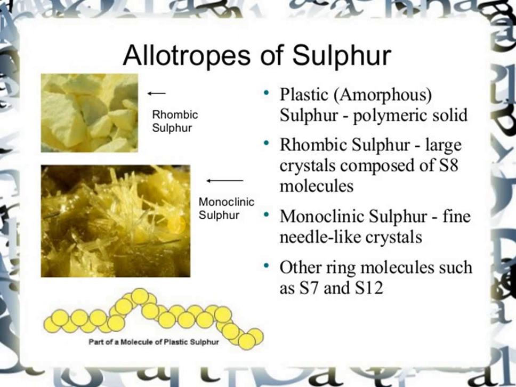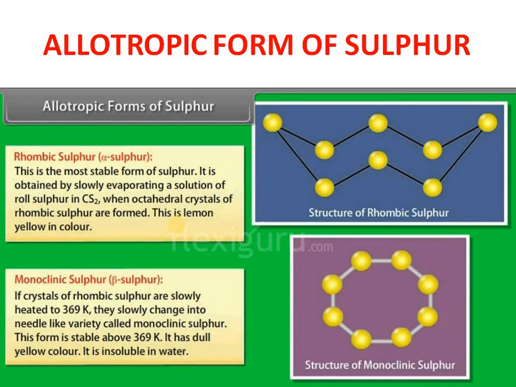Next, we are going to detail the allotropic forms of sulfur, that is rhombic and monoclinic. You can see the structures here. These are 8-atom structures, the rhombic structure and the monoclinic. This is the most stable form. Which is the most stable? Rhombic, or alpha sulfur. It is obtained by slowly evaporating a solution of roll sulfur in carbon disulfide. As I told you, sulfur is dissolved in carbon disulfide. Octahedral crystals of rhombic sulfur are formed, which are lemon yellow in color.